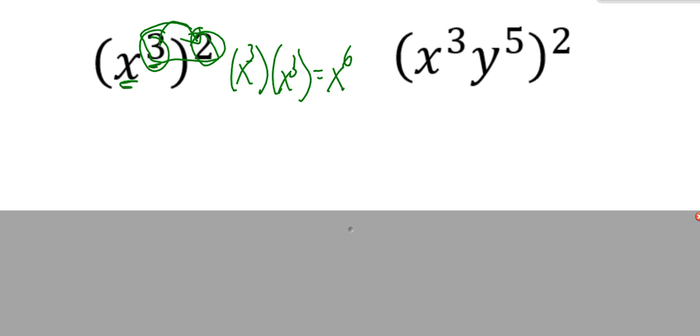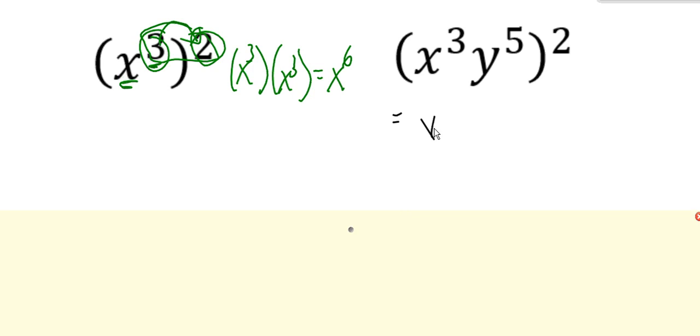So here, what I really have is x to the 6, because 3 times 2 is 6, and y to the 10, because 5 times 2 is 10. So I have 2 times 3, I've actually got 6 of these, and 5 times 2, I've actually got 10 of those.